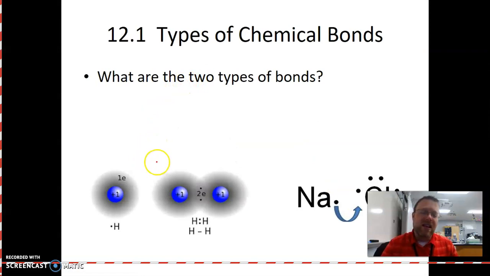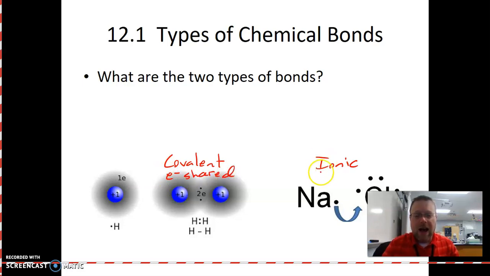All right, so there are two basic types of bonds. There are covalent bonds, and then there are ionic bonds. And the principal difference between those is that in covalent bonds, we've got electrons being shared, and in ionic bonds, we've got electrons being transferred or moved from one atom to the other.